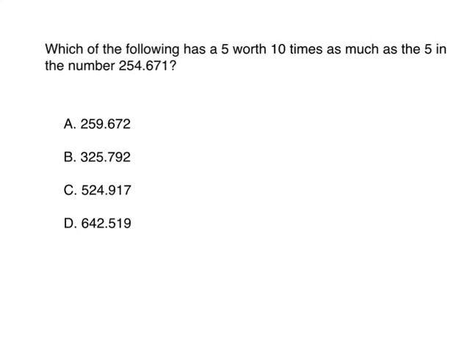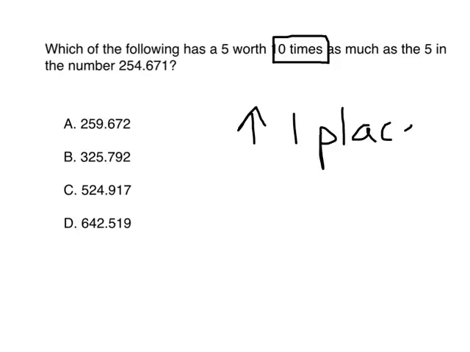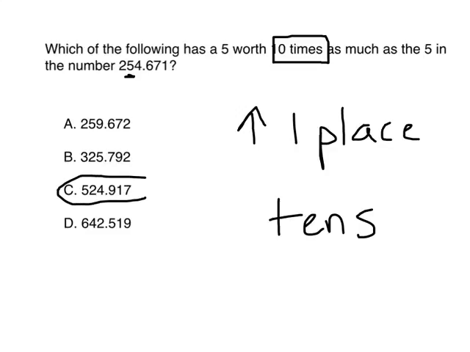Which of the following has a 5 worth 10 times as much as the 5 in the number 254 and 671 thousandths? Well, first, in terms of place value, what does 10 times as much mean? 10 times as much means I'm going to increase one place. What place is the 5 in the original number? The 5 in the original number is in the tens place. So I need to increase one place from the tens place. What's one place larger than the tens place? The hundreds place. So which answer choice is correct? C is the correct answer. It has a 5 in the hundreds place.